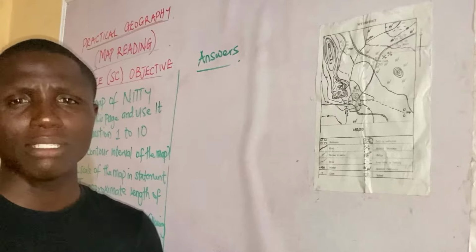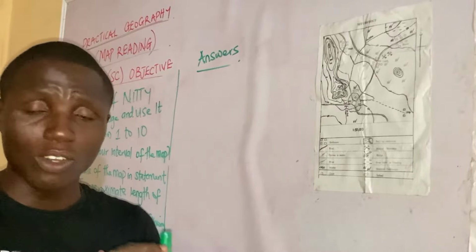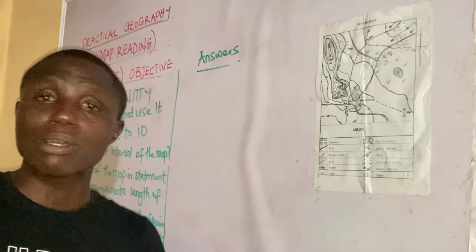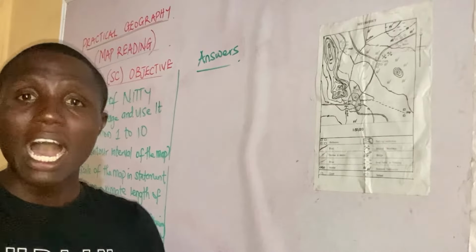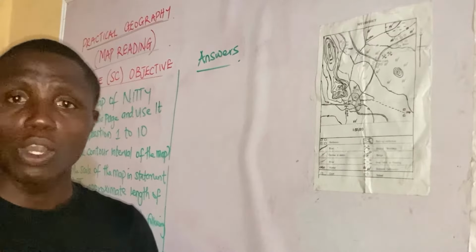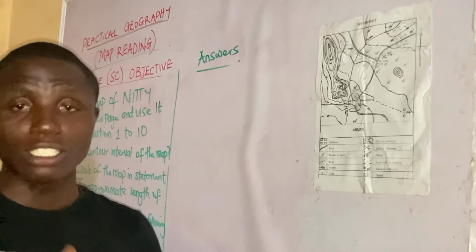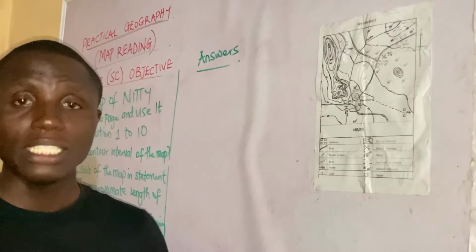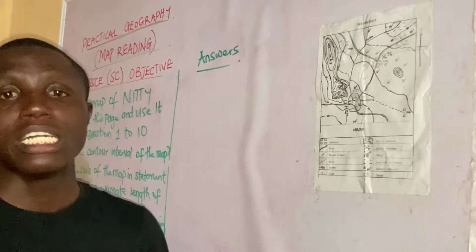Map reading can be defined as the ability to recognize conventional signs on a map and to interpret what those conventional signs mean or what they stand for. This is what we are about to do here as we consider the WAEC question, both in objective and in theory, to help you understand what map reading is all about as far as WAEC or NECO questions are concerned.